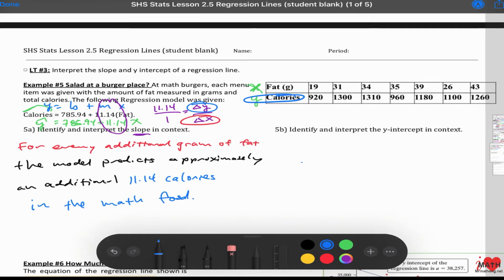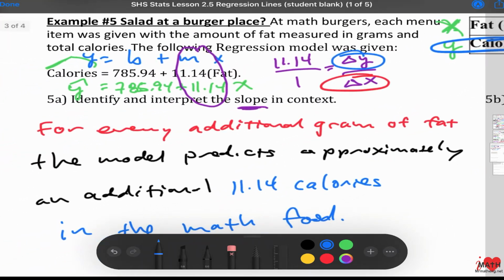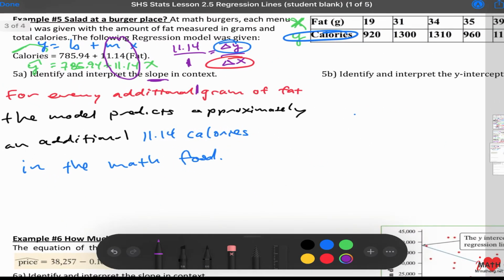Okay, so basically what I'm doing there is not just identifying, I circled it, but I'm also writing out what that means, right? And the fraction is super important because it's kind of telling you an additional 1 gram, so it's kind of weird. You can put a 1 there. That's the 1 here, right? Of fat. The model predicts an approximate additional 11.4 calories in the math food.